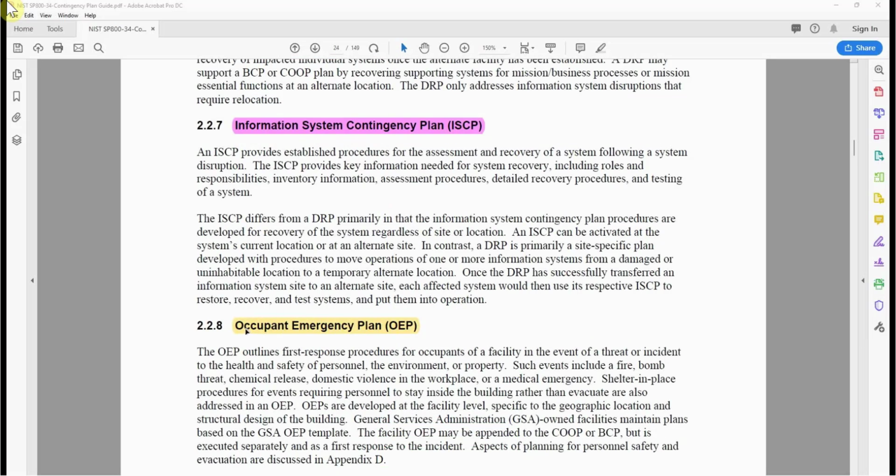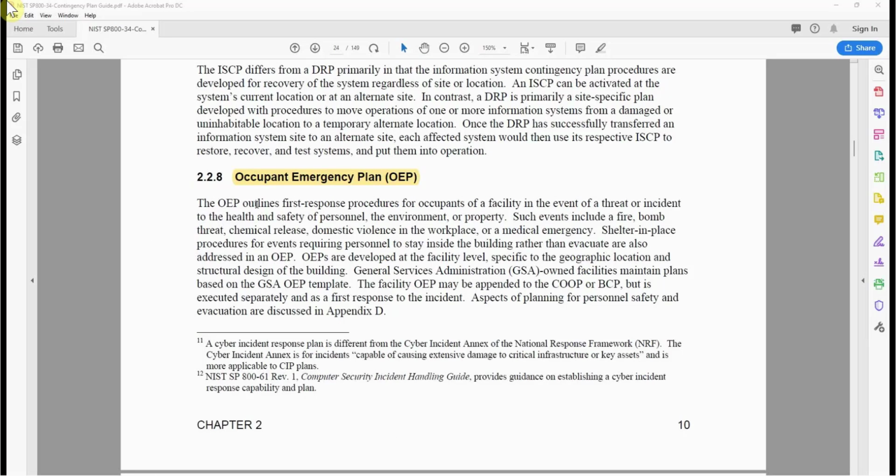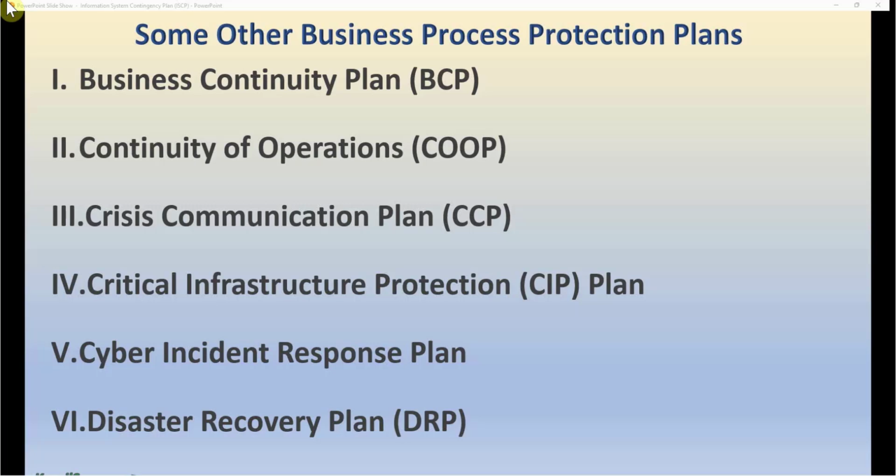And then we also have the Occupant Emergency Plan, the OEP. The Occupant Emergency Plan outlines first response procedures for occupants of a facility in the event of a threat or incident to the health and safety of personnel, the environment, or property. Some other business process protection plans, just as we saw in the NIST documentation. This is the summary: business continuity plan, the continuity of operations plan, the crisis communication plan, critical infrastructure protection plan, cyber incident response plan, and the disaster recovery plan, and so on.